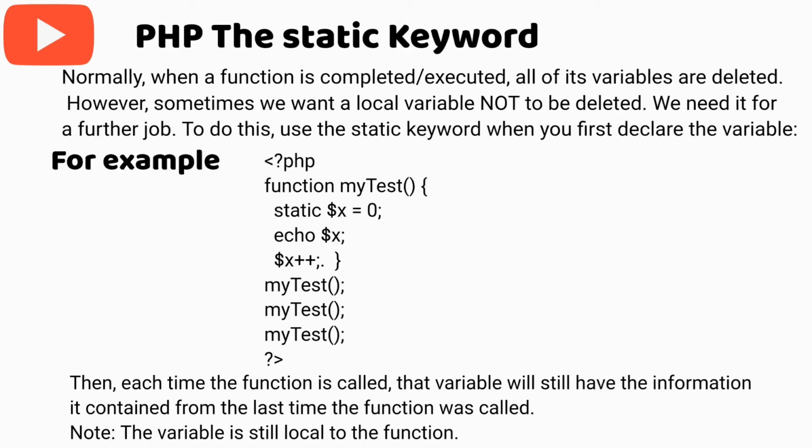PHP, the static keyword. Normally, when a function is completed or executed, all of its variables are deleted. However, sometimes we want a local variable not to be deleted. We need it for a further job. To do this, use the static keyword when you first declare the variable. For example, function myTest() { static $x = 0; echo $x; $x++; } myTest(); myTest(); myTest(); Try it yourself on your PC.